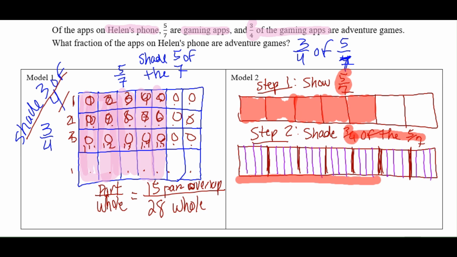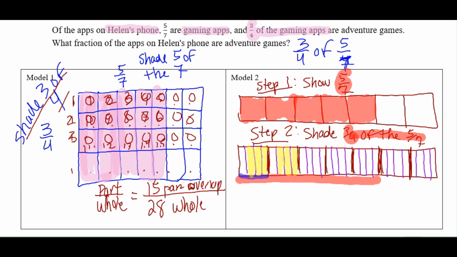So this is my first 5/7 right here. So I'm going to shade 3/4 of that. Let's do yellow. So this is 1/4, 2/4, 3/4. That's my first group of 3/4 of the 5/7. Right now it's 3/4 of the 1/7, but I need to go all the way up to 5/7. So I'm going to do another 3/4.